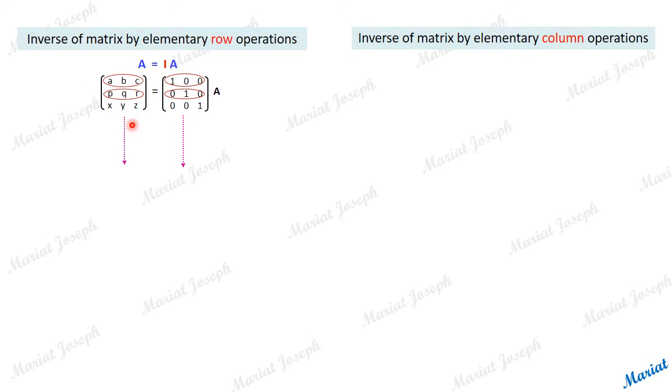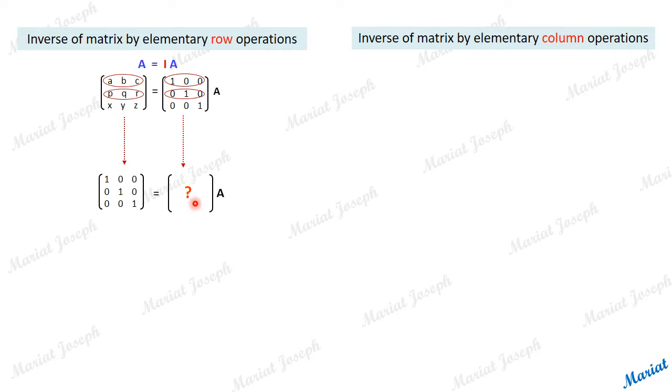Do row operations on the A matrix and the same operations simultaneously, in the same step, repeat on the I matrix, keeping the post factor A intact. Now, we need to change this A matrix into an I matrix using various row operations. And the same row operations are applied in every step on this I matrix to change it into some other matrix. By the time this A matrix becomes I, this I matrix would become another matrix.